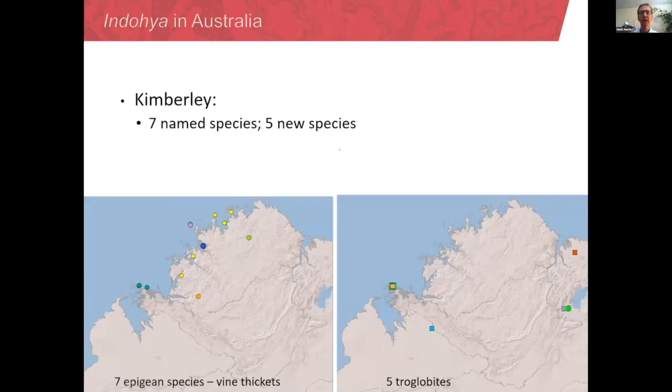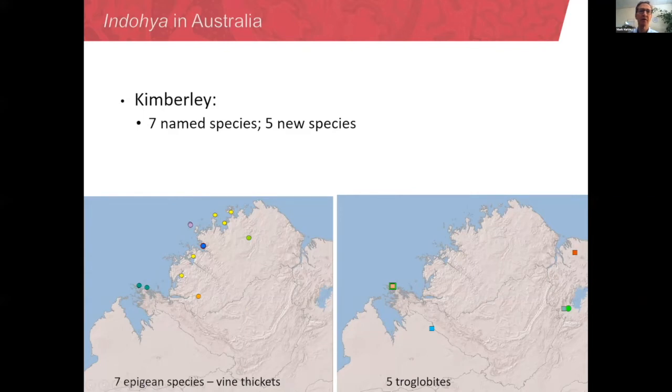So I'm going to go into a little bit more detail about the 2 areas that we've been able to sample intensively so far. The Kimberley region, in fact, had the first representatives of the genus Indo-Hire ever collected in Australia, back in rainforest surveys in the late 1980s through government agencies here in Western Australia. There are a series of species, one of which appears to be moderately widespread, this yellow species here, that are mostly found in vine thickets, which are dry rainforest habitats throughout the Kimberley.